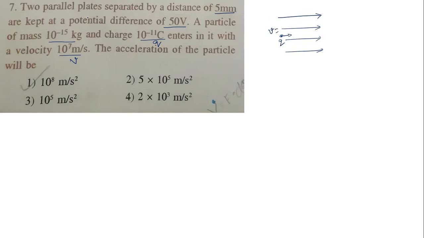How can we calculate the electric field? Look, the distance between the plates and the potential difference are given. Then I can calculate electric field E equal to V by d. So it is 50 divided by 5 into 10 power minus 3. Why 10 power minus 3? Because it is in millimeter. Convert to meter, it will become 10 into 10 power 3 Newton per coulomb. So this is the electric field we got.